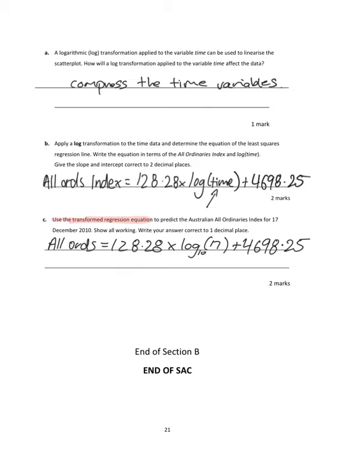All right, so what I've got here, I've got a predicted, it wants it to one decimal place. It's going to equal 4,856.09, so 4,856.1. Cool, and that's the end of this SAC.